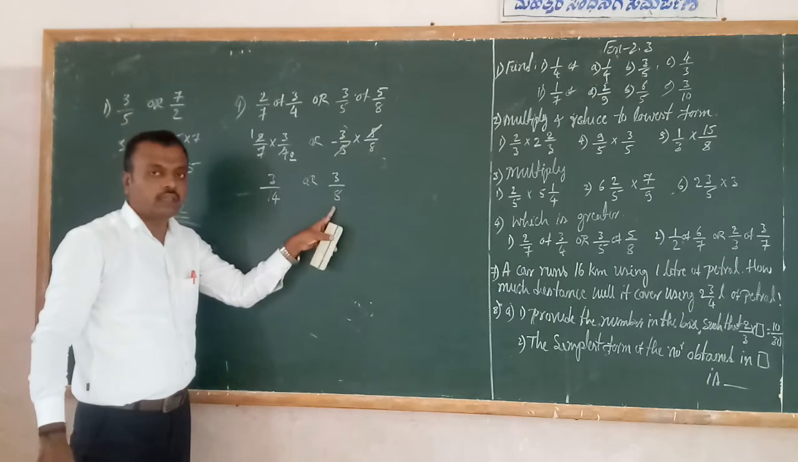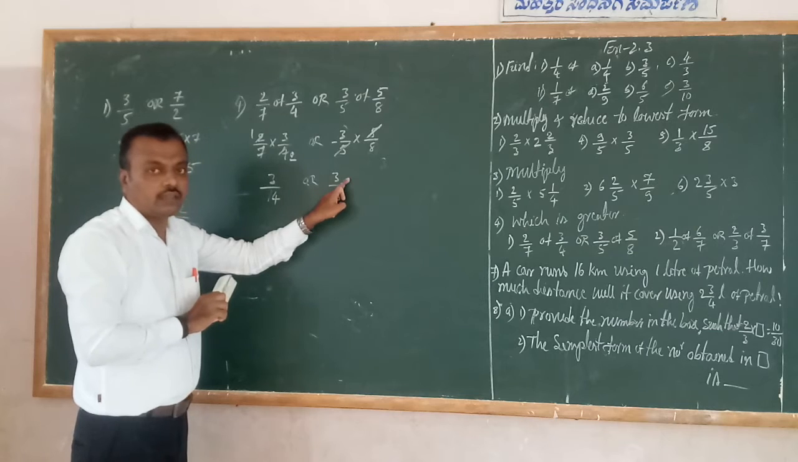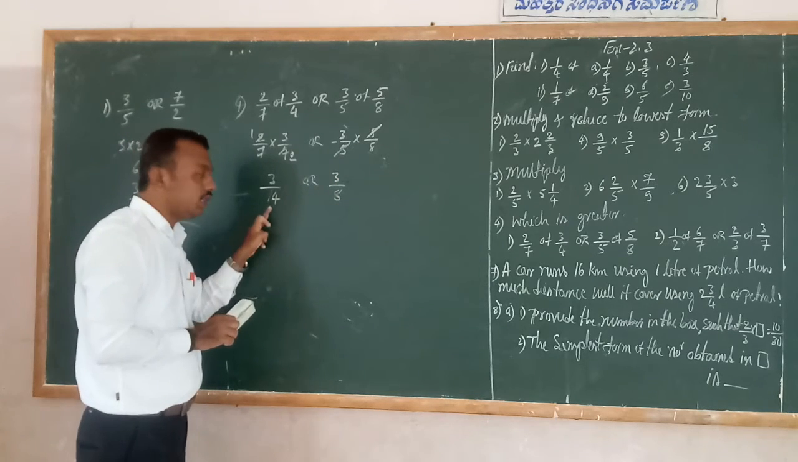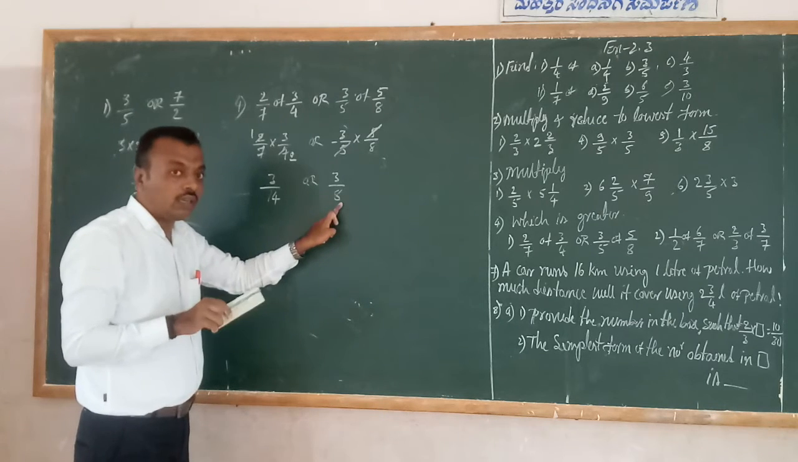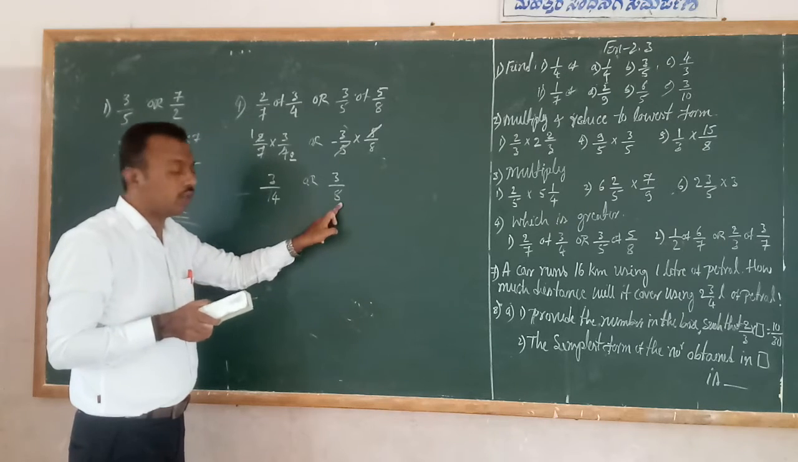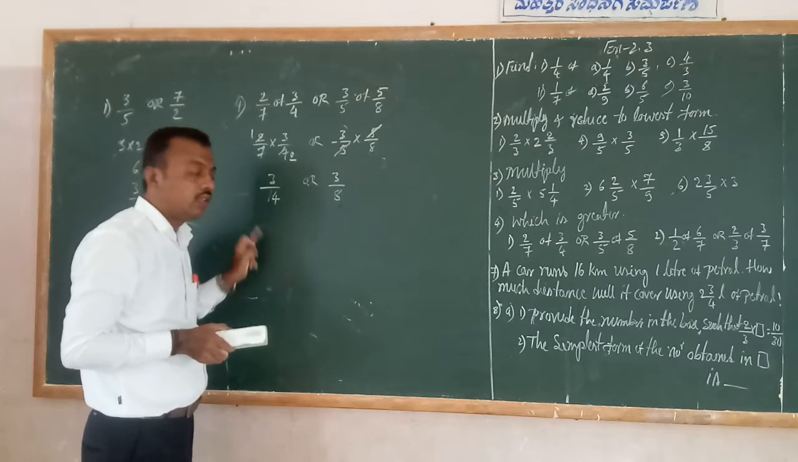Here 3 by 8. Because these two have the same numerator, it depends upon the denominator. Which denominator is smaller, that fraction is bigger. Which denominator is bigger, that fraction is smaller. Here this is the bigger denominator, that's why it is the smaller fraction.